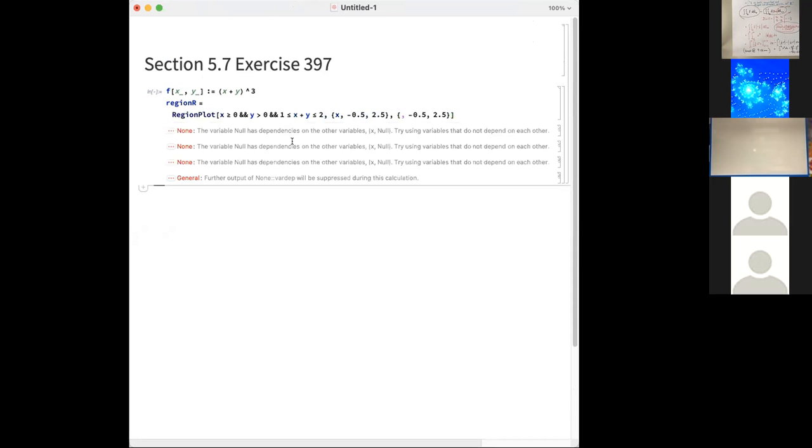Let's see what this gives me. RegionPlot, variable dependencies, x equals. So I think I have to put this inside braces. And Mathematica's thinking about plotting this region. And I hope I haven't confused it. Nope, it doesn't like how I did that.